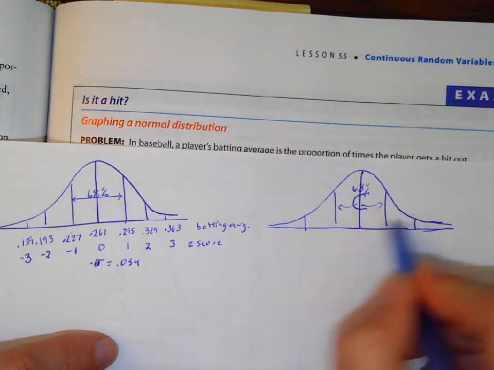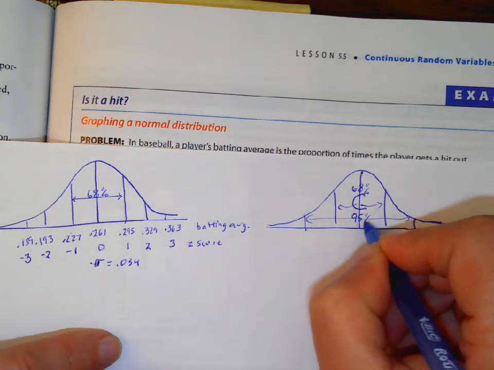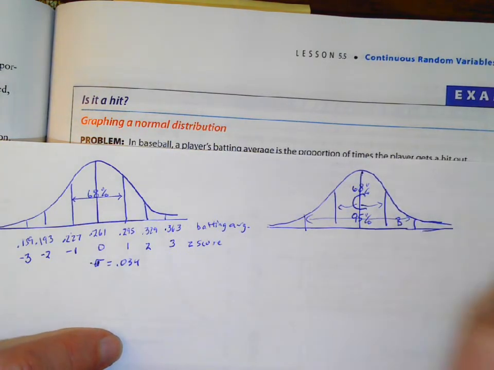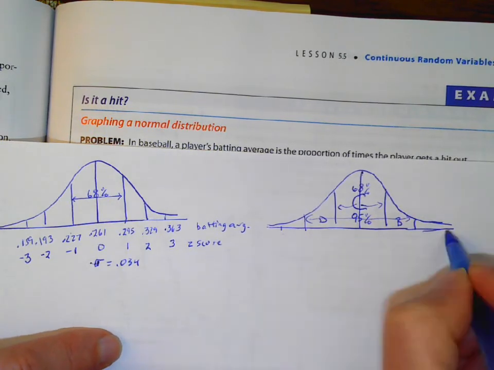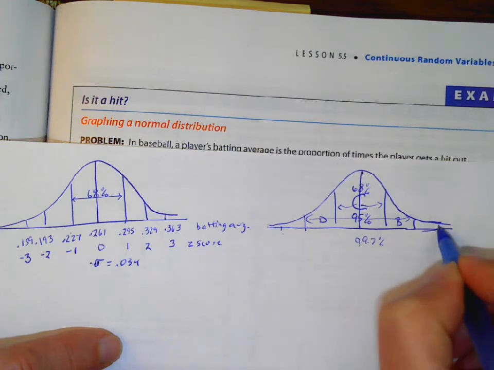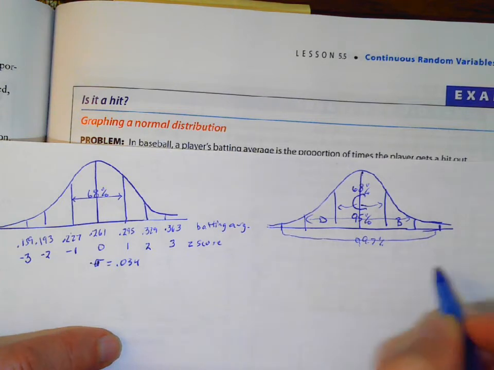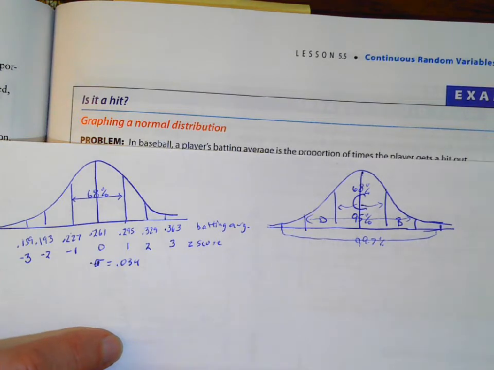Within 2 standard deviations, we have 95% of the people. And these people would get a B, these people would get a D. And within 3 standard deviations, it's almost everybody. It's 99.7% within 3 standard deviations. So from 3 standard deviations from there to there, we have 99.7% of the people.